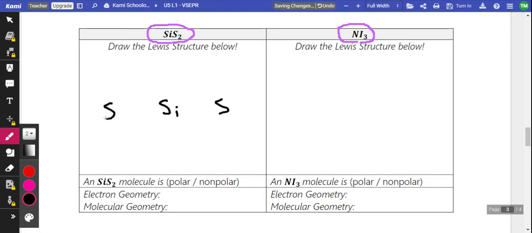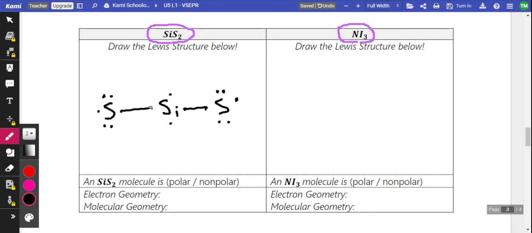Each sulfur has 6 valence electrons. 1, 2, 3, 4, 5, 6. Oh, I probably should align some of those up better, so I can make my bonds. 1, 2, 3, 4, 5, 6. My silicon has 4 valence electrons, so line those up. 1, 2, 3, 4. All right, make my bonds.